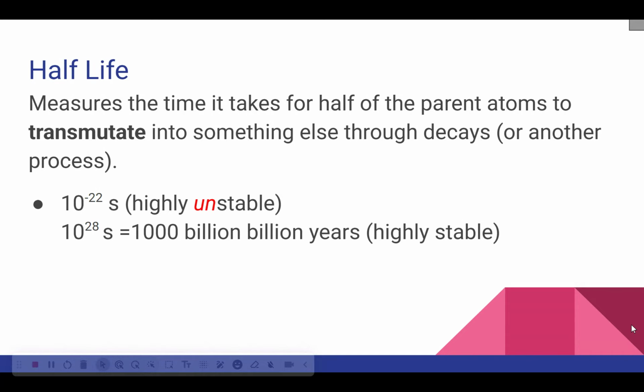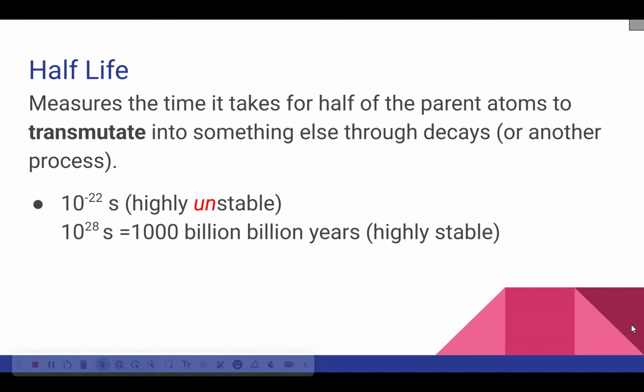So if we want to talk about actual numbers, a value of 10 to the negative 22 seconds is highly unstable. That means that even in just 1 second, everything will basically have transmutated, have gone through lots and lots and lots of half-lives, and it's gone. There are some artificially produced isotopes of unnaturally occurring elements that, yes, have this sort of a short half-life.